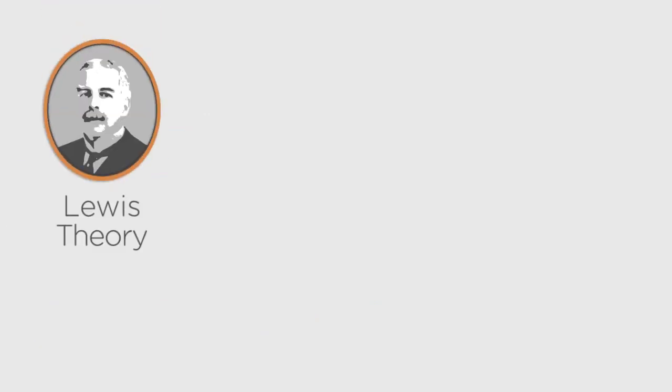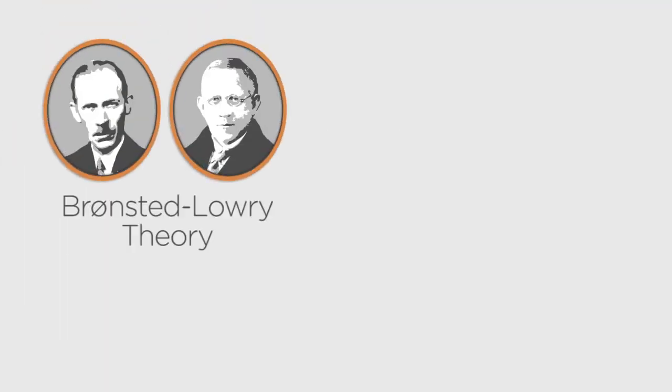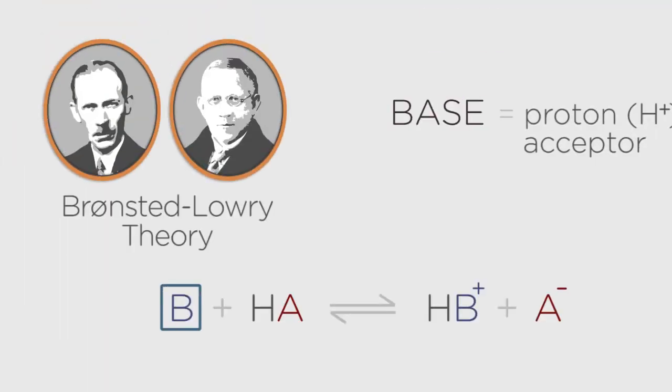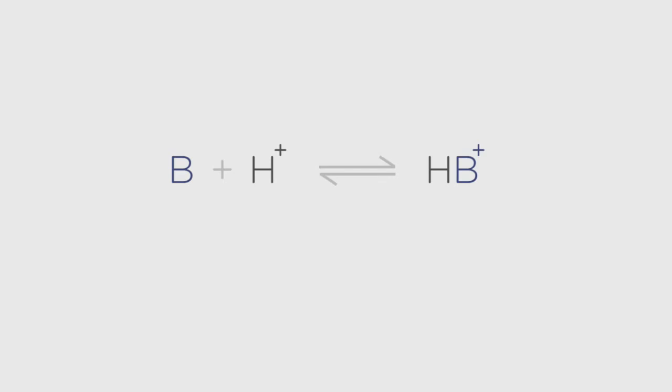In Lewis theory, a base is an electron pair donor. The Lewis definition is a very broad definition in which a wide range of chemical behaviour may be described as basic behaviour. In Bronsted-Lowry theory, a base is a proton or H+ ion acceptor. Let's stick with this definition. Notice that all of these equations are equilibria.